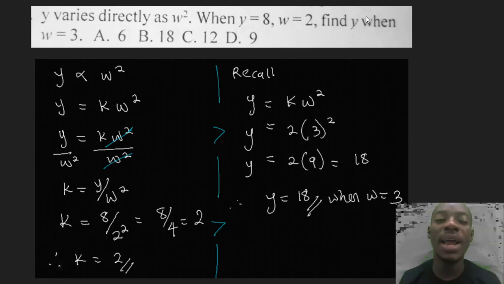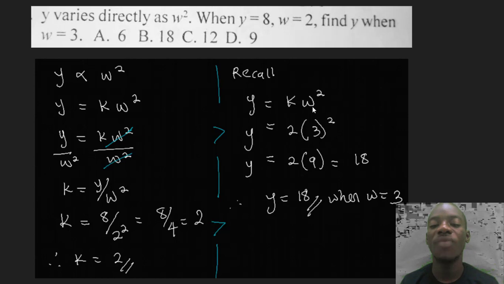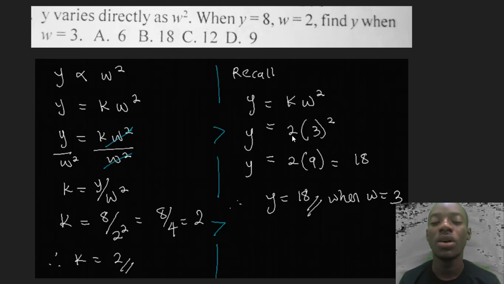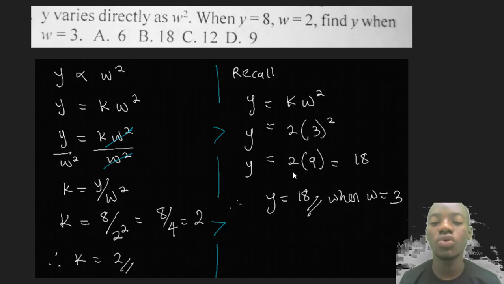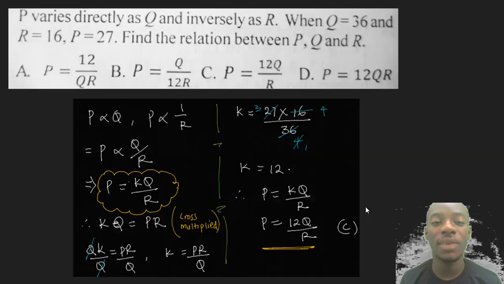Then it said find y when w is 3. So look for the formula, y equals kw squared. So recall that y is equal to kw squared. Plug in the value of k. What's the value for k? 2. My new w is actually 3 squared, and I'm finding y, right? So k is 2, w is 3 squared, which is 3 times 3, which is 9. 2 times 9 is 18. So my y is 18 when w is 3, and that's the answer to that question.